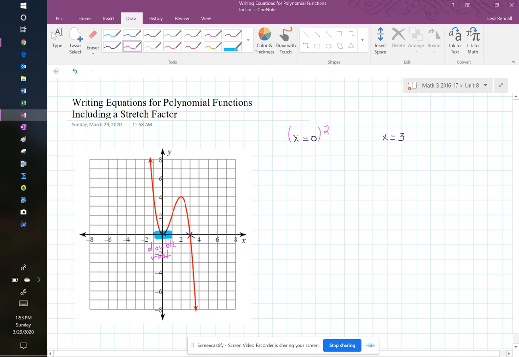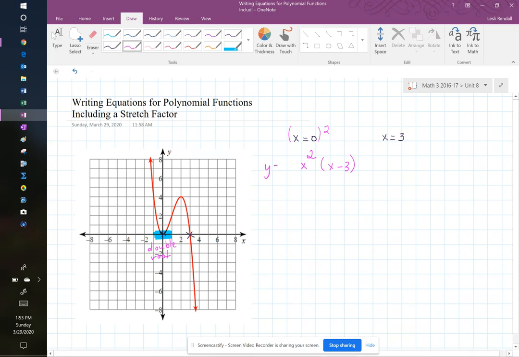So basically, we're going to undo those equations of x equals 0. That's going to give us a factor of x. And remember, we're squaring it because this is a double root. Then we're going to come over here to x equals 3, and when I undo that, I'm going to get x minus 3. So our factors are x squared because of the double root, and x minus 3 because it passes through 3.